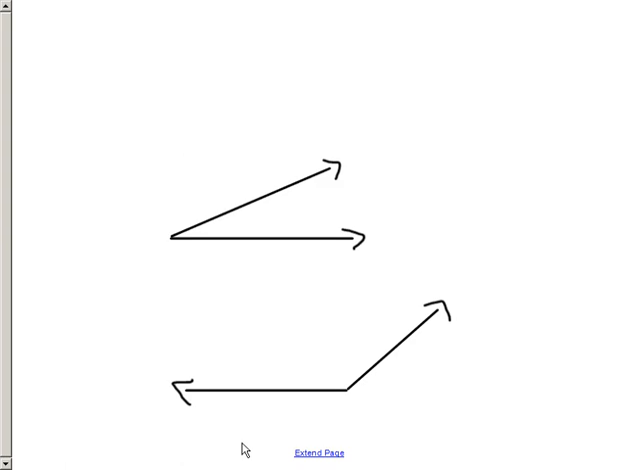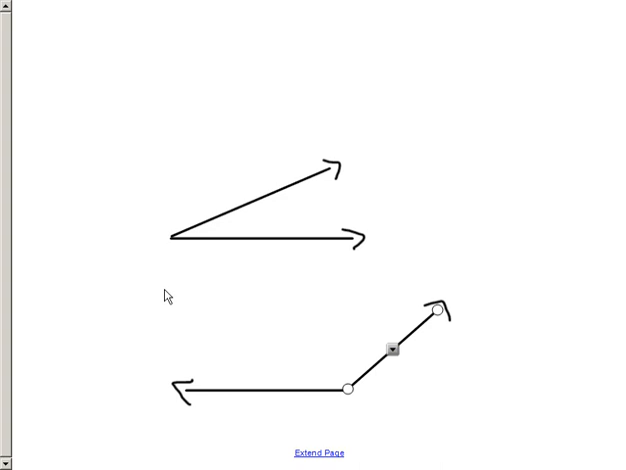So here are a couple of angles that I drew. First of all, the vertex is the point at which the two rays meet. So each of these would be a ray. A ray has an end point and a point that goes on forever, and the point at which the two rays meet is called the vertex.